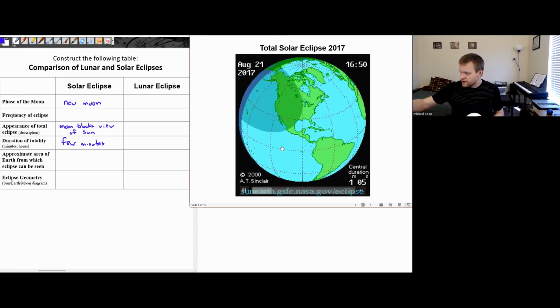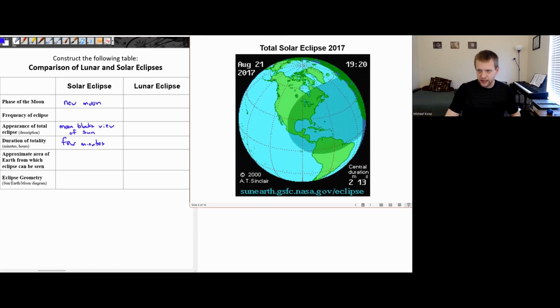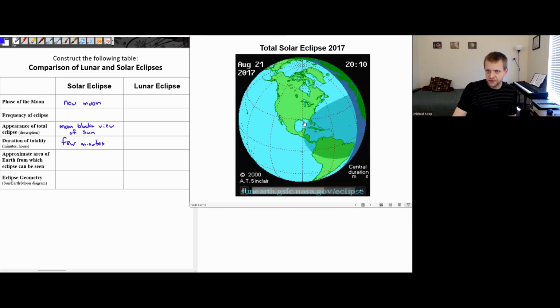This is a map of where the 2017 eclipse passed across the continental United States. The large dark area is where you would have seen a partial solar eclipse. That little black dot in the middle is where you would have seen the total solar eclipse. And again, you would only see that total solar eclipse for a couple of minutes.